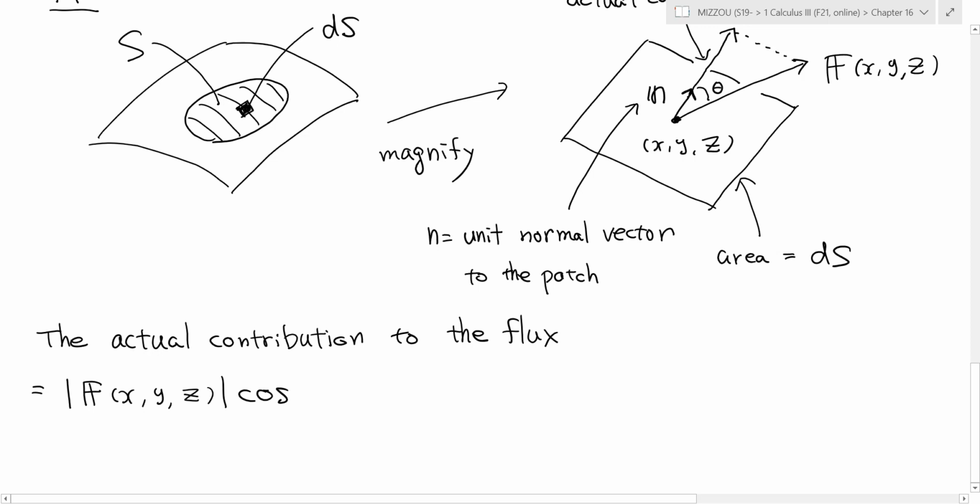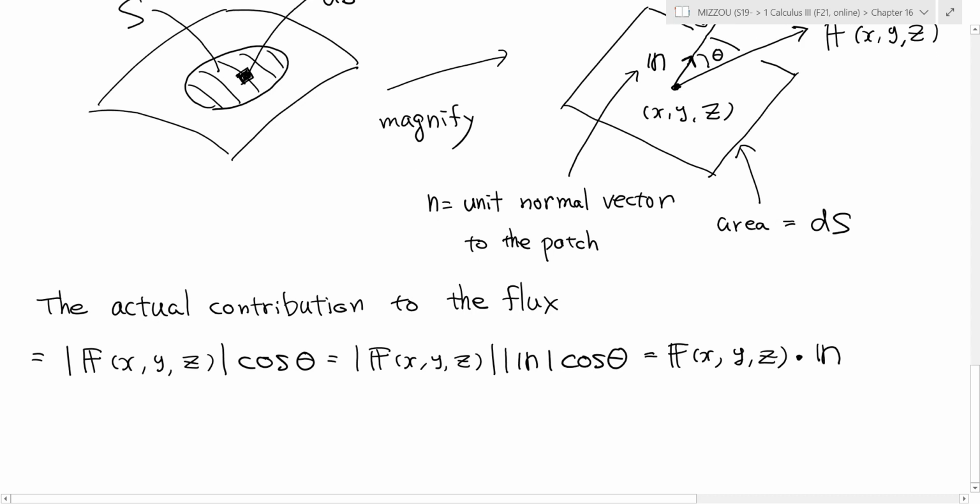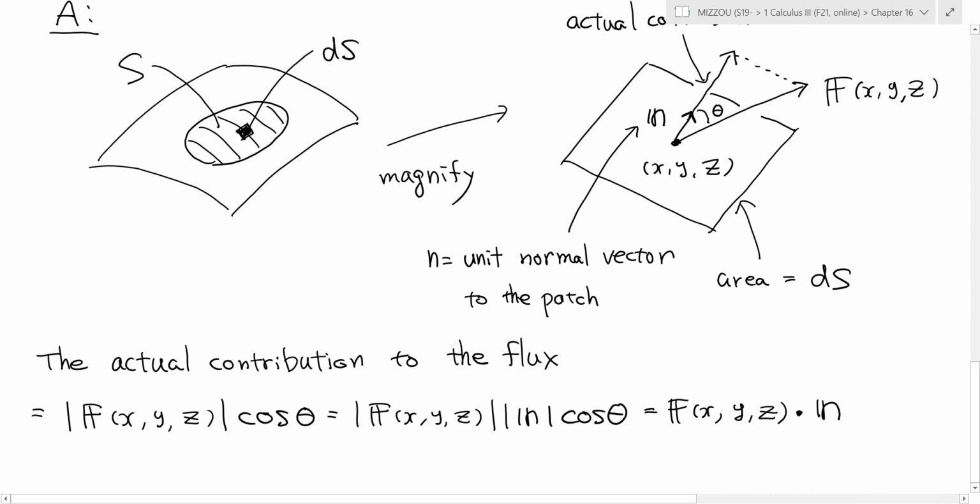But what is this? This one is actually written as, since the magnitude of n is 1, it's a unit vector, cosine theta times the magnitude of F. And that is F(x, y, z) dot n. So that's the actual contribution to the flux to this patch with area dS.